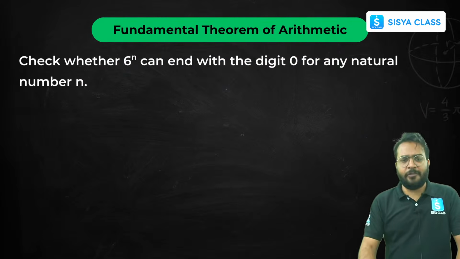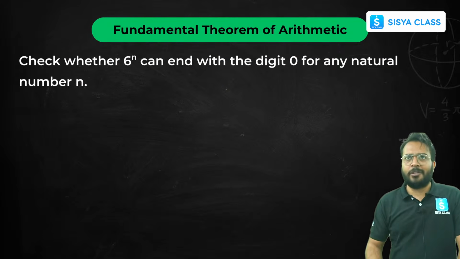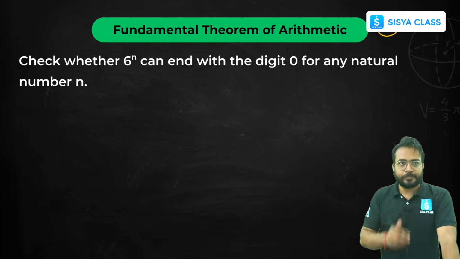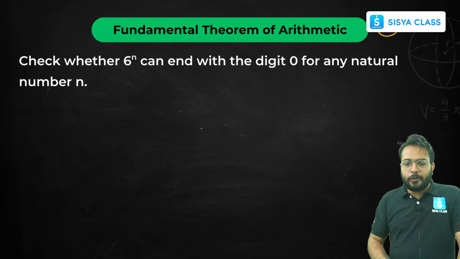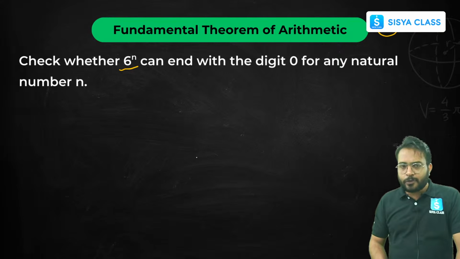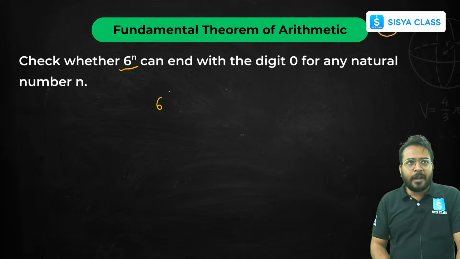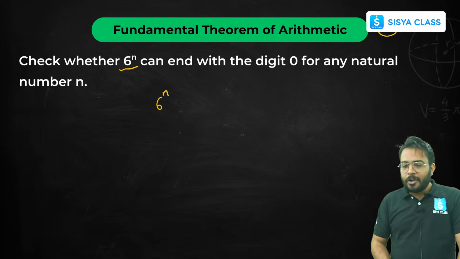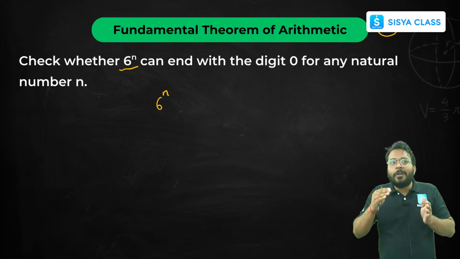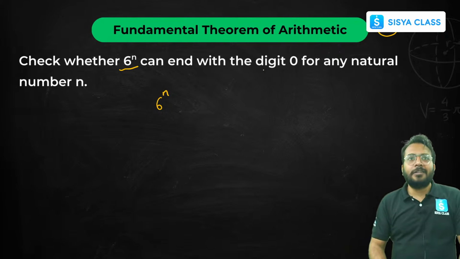Now there is one question. This is a very interesting and very important question also. Many times such a question has been asked in board exams. So here we have to verify: if you have any number written as 6 to the power n, we need to find out whether this number will end with digit 0.